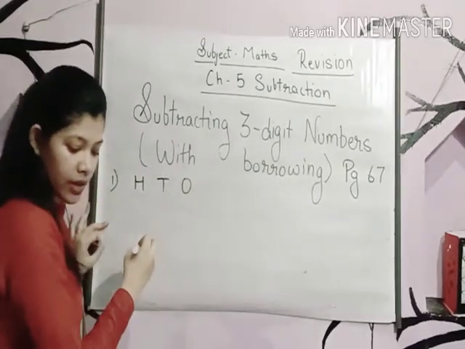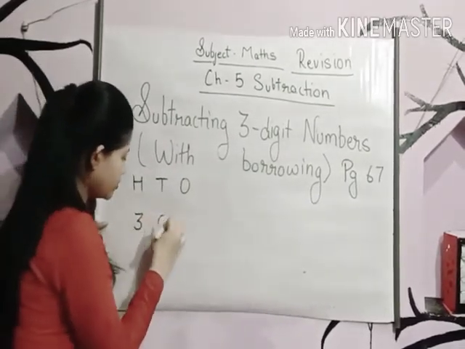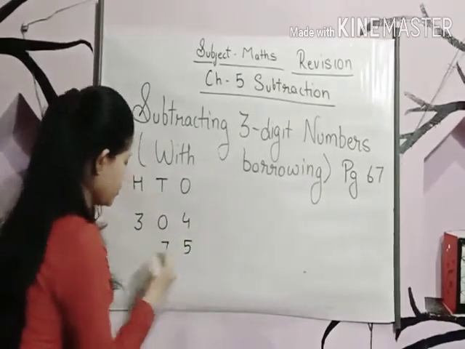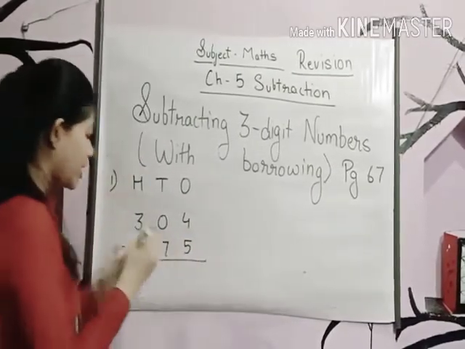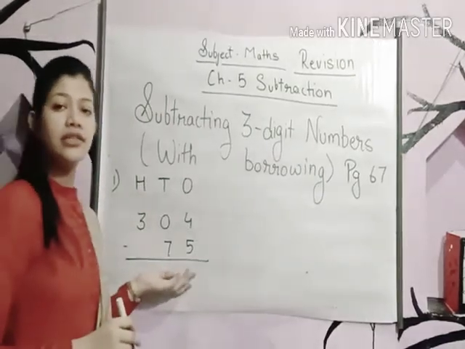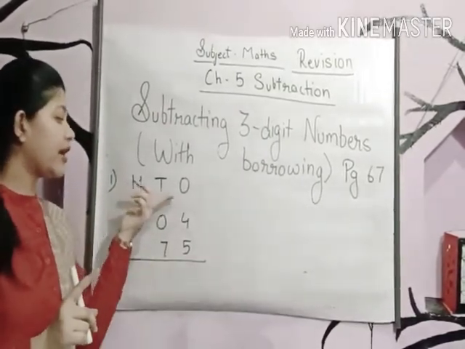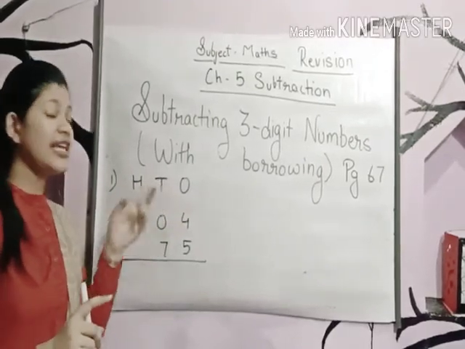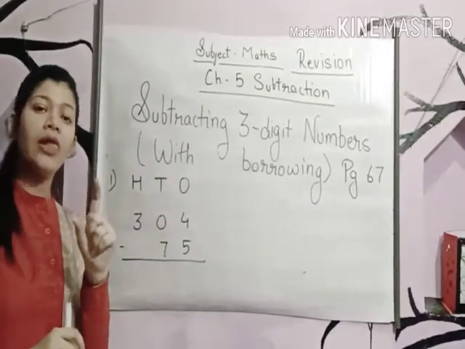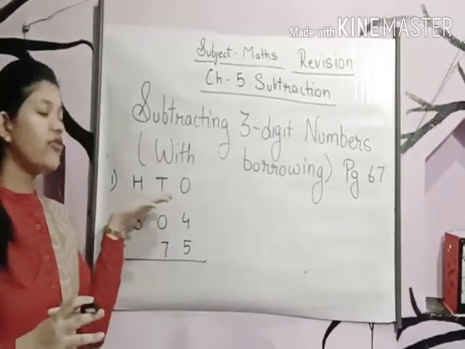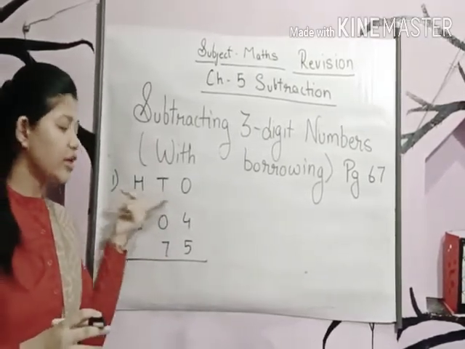H T O, 304, 75 minus dash. Now students, while writing the sum like this, please keep one thing in your mind, that after writing hundreds, tens and ones, please leave one block. Otherwise it will look like a mess. So please leave one block so that you can write the carry over here.